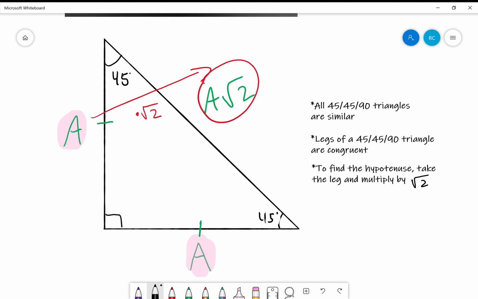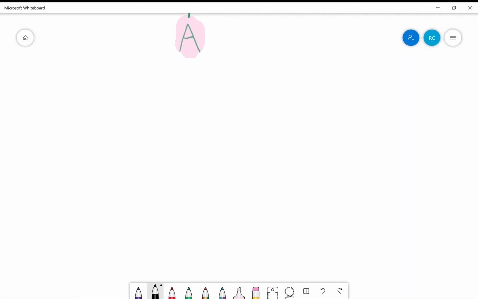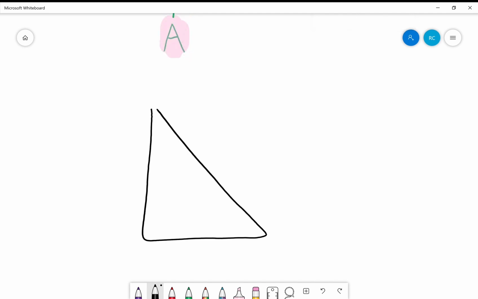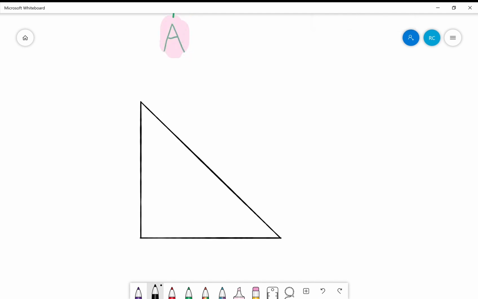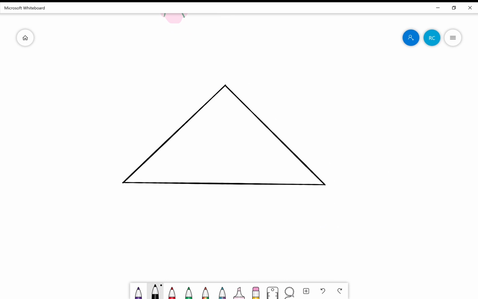So let's do a couple of examples of this and make sure everyone understands what's going on. Okay? So I'm going to go down here and I'm going to make another right triangle. Here's another 45, 45, 90 triangle, and I'm going to reorient it just to make sure that we don't get stuck in one position. There's the 90-degree angle. Okay? So let's say that this leg here is 12.